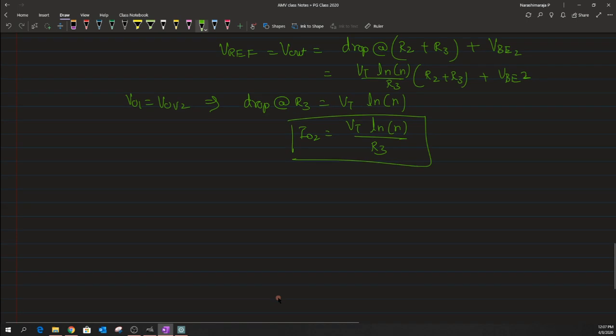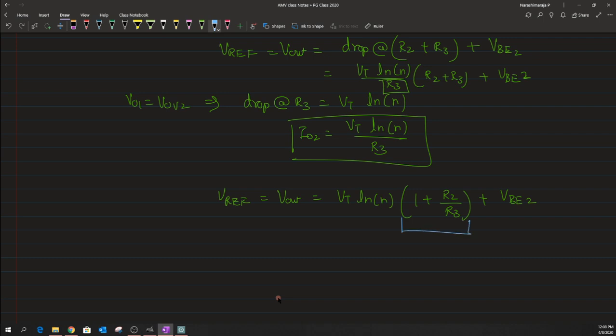Yeah. So this V out or V reference is nothing but Vt into ln of N, and if I could bring this R3 term inside this R2 plus R3 combination, one would end up having a value which is 1 plus R2 by R3 plus VBE2. So now in this case, one could see that this combination of 1 plus R2 by R3 is nothing but the non-inverting amplifier gain, and that will act as a kind of alpha 2 factor for us.